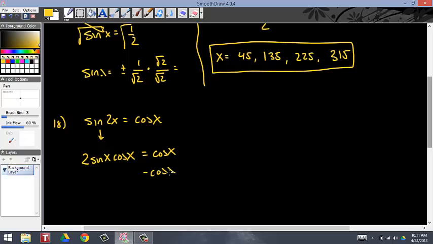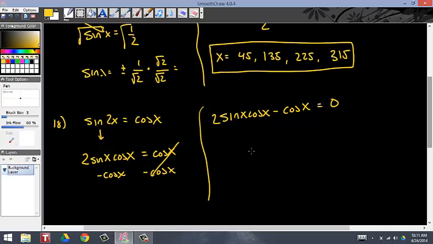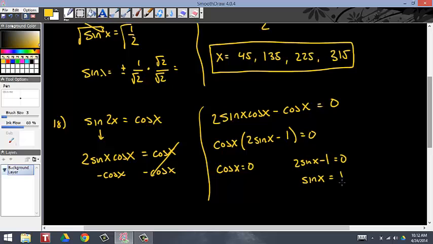Now I'm going to subtract cosine x from both sides. So what you get is 2 sine x cosine x minus another cosine x equals 0. From here, hopefully it is obvious that you have to factor out a cosine to get cosine x times 2 sine x minus 1 equals 0. From here, you can split this thing apart. You get cosine x equals 0, and 2 sine x minus 1 equals 0. This right side term turns into sine x equals 1/2.